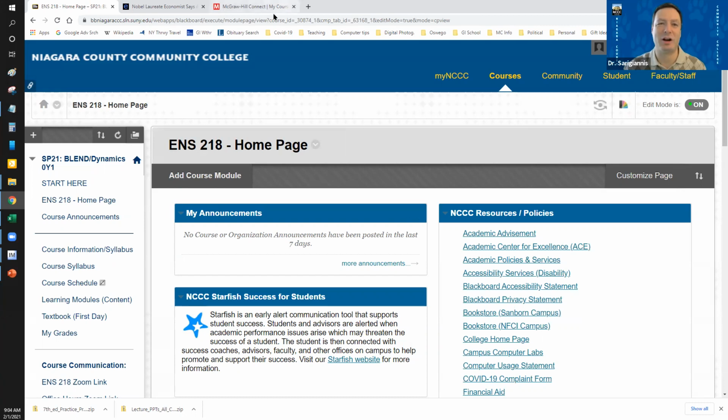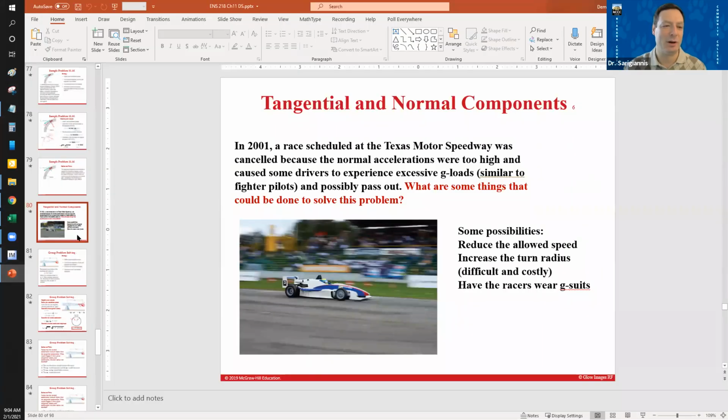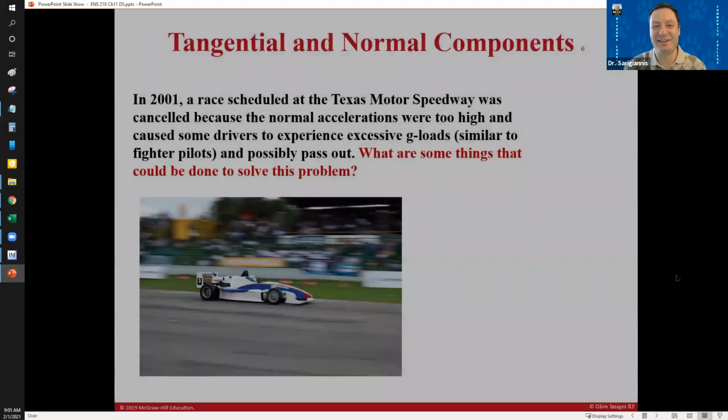Chapter 12 material, we're going to start off with some static friction stuff in chapter 8. All right, let's go back to where we were. We're almost at the end of this chapter, I guess. Chapter 11.